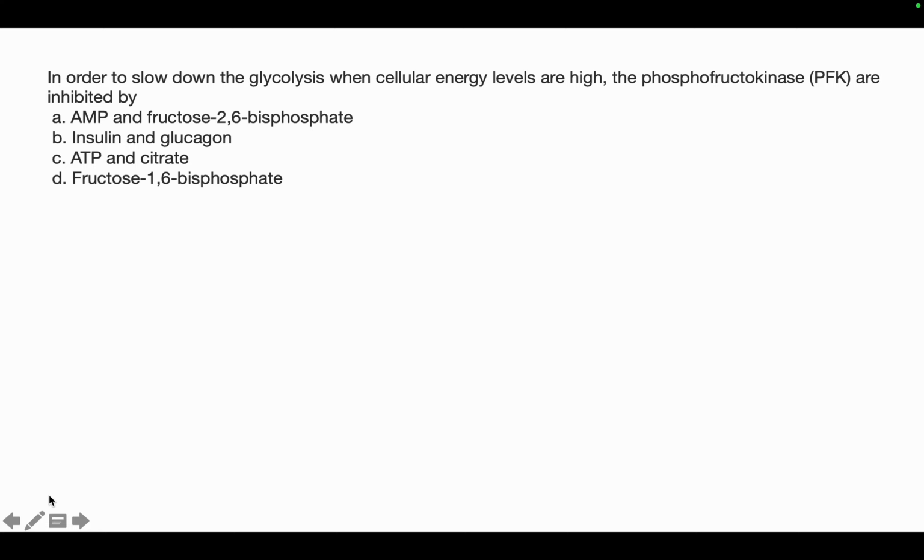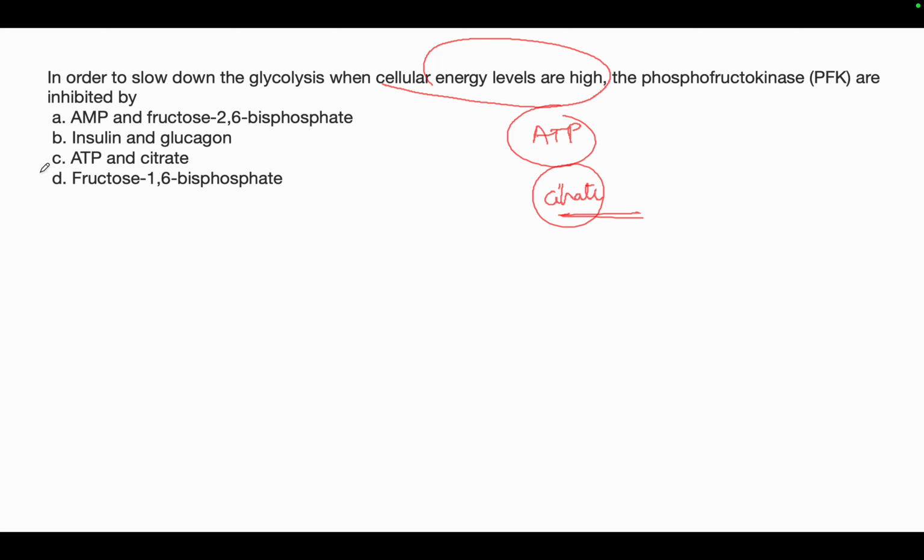In order to slow down glycolysis when cellular energy levels are high, PFK is inhibited by... So whenever the cellular energy levels are high, we'll have higher molecules of ATP, the energy currency, and along with that citrate will also be high. Why will citrate be high? Because if there are high levels of energy, there will be unused citrate in the cell if there is no Krebs cycle going on. So it will lead to accumulation of citrate. Okay, so ATP and citrate is the answer.